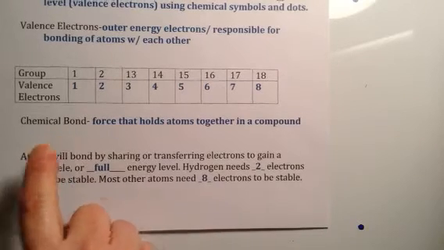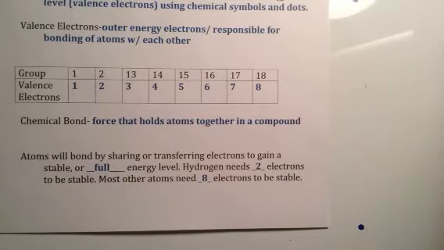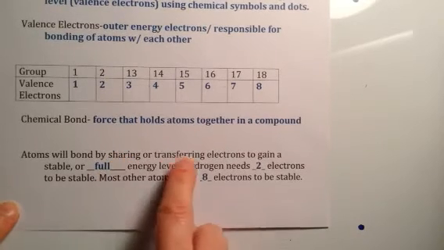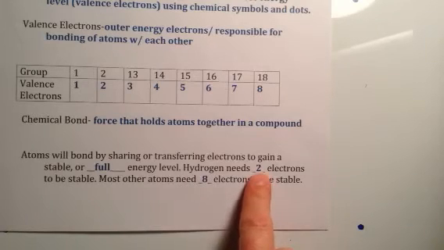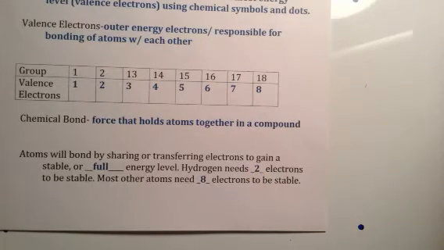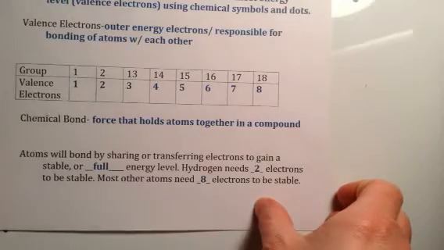So chemical bonds are forces that hold atoms together in a compound. And we're going to learn how to sketch models for these by either showing where electrons are shared or transferred to gain a stable or full energy level. Hydrogen needs 2 electrons to be stable. Most other atoms need 8 electrons to be stable.